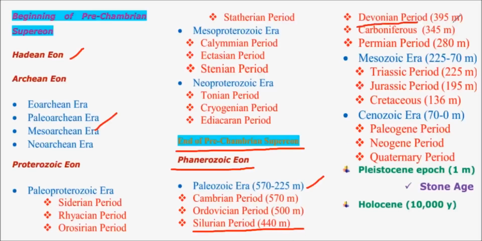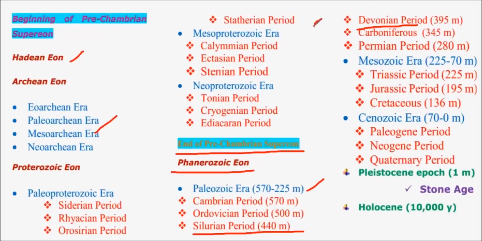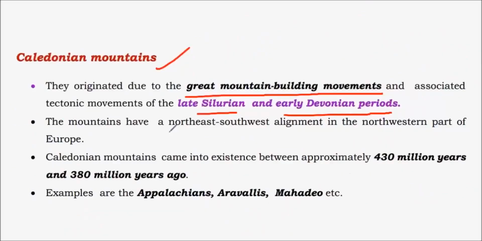Devonian, and the great mountain building process took place between these two periods, that is from 440 million years ago to 395 million years ago. And the Caledonian mountains were formed during this period. These mountains have a northeast-southwest alignment in the northwestern part of Europe and also in the northeastern part of North America. So they were formed about 430 million years ago to 380 million years ago.